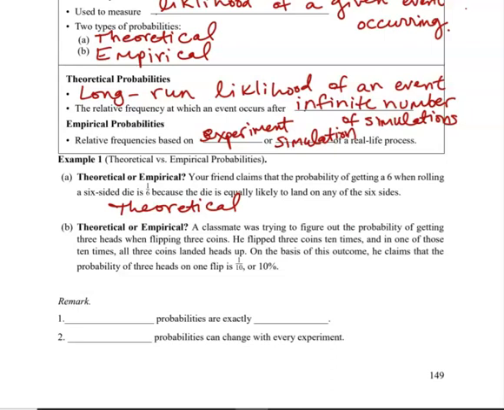Now the next example says, a classmate is trying to figure out the probability of getting 3 heads when flipping 3 coins. So in order to do this, he flips 3 coins 10 times, and in one of those 10 times, all 3 coins landed heads up. On the basis of this outcome, he claims the probability of 3 heads on one flip is 1 out of 10, or 10%. He actually did it 10 times, and only one of those flips landed on 3 heads. Since it's based on what's happening right in front of him in the experiment he's conducting, this is the empirical probability.